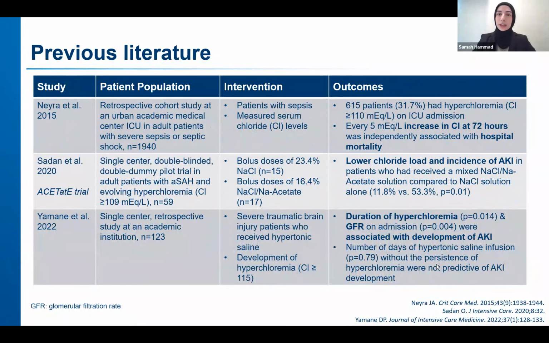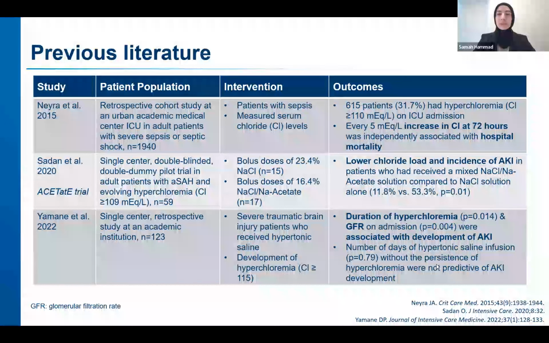Aside from those, we have a few trials that specifically address chloride levels. First, we have this retrospective cohort study performed at an academic medical center ICU in nearly 2,000 patients with severe sepsis or septic shock. Investigators here assessed these patients with shock in their chloride levels, and nearly 1/3 of these patients had hyperchloremia at admission, here defined as chloride level greater than 110. Investigators found that every 5 milliequivalent per liter increase in chloride at 72 hours was independently associated with hospital mortality. Of note, those patients with hyperchloremia did have higher APACHE II scores, SOFA scores, and need for mechanical ventilation at baseline.